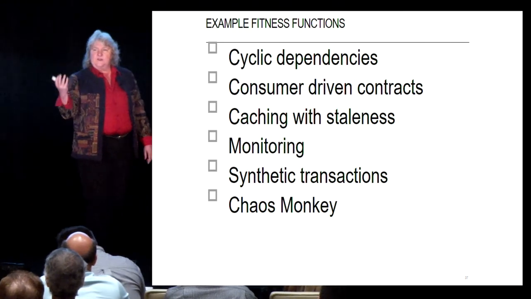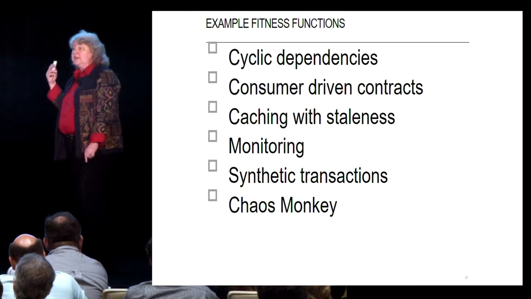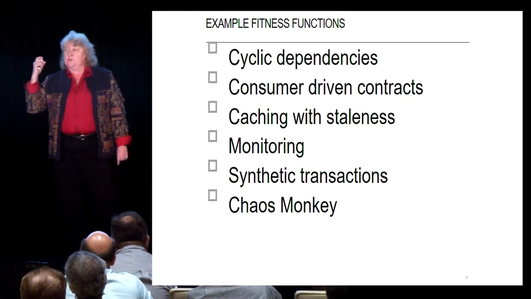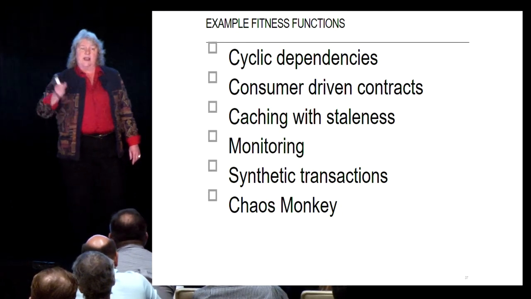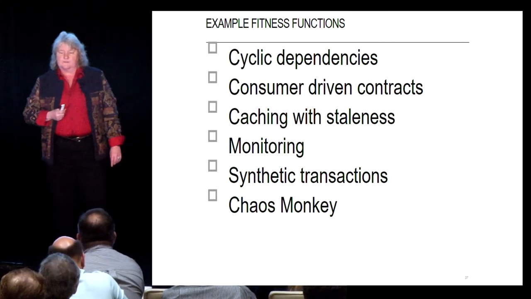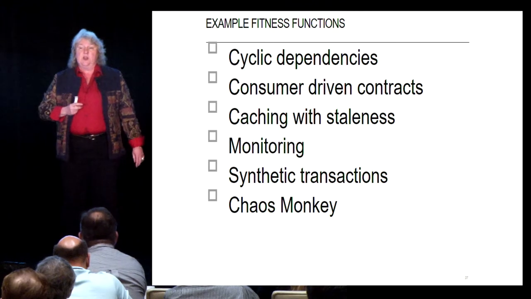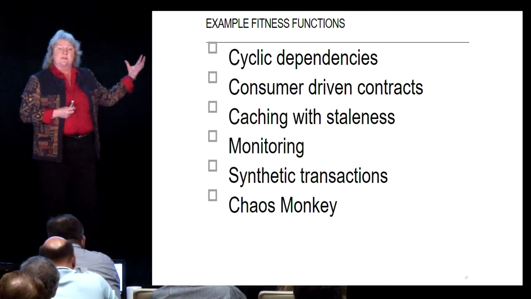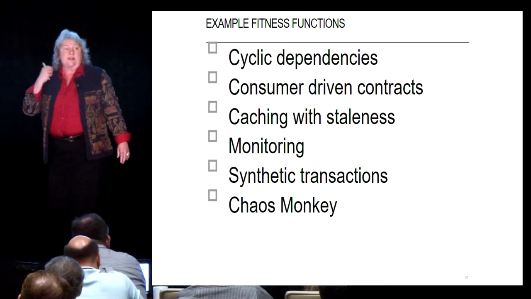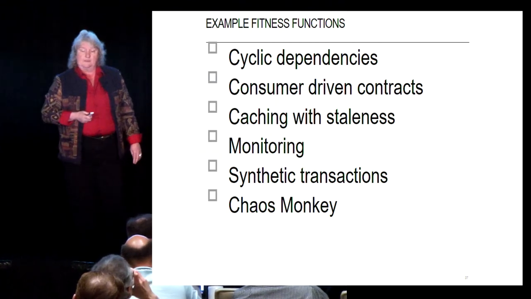So I said that these are nothing unusual. Here are some examples. You might want to say, I won't have any cyclic dependencies in my code base. And so you write a fitness function that does static code analysis and fails the build if there's a cyclic dependency. Caching versus staleness. You might have to put in a caching system for performance, but you might then have to balance that if you don't want to keep stale data around for security purposes, looking at those two things together.